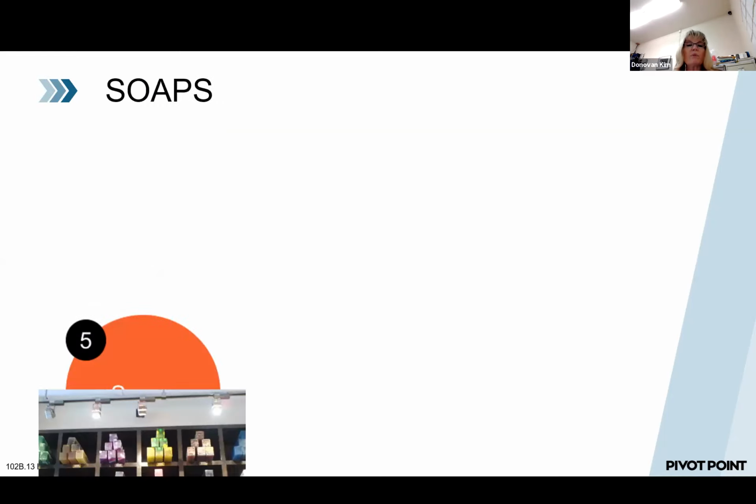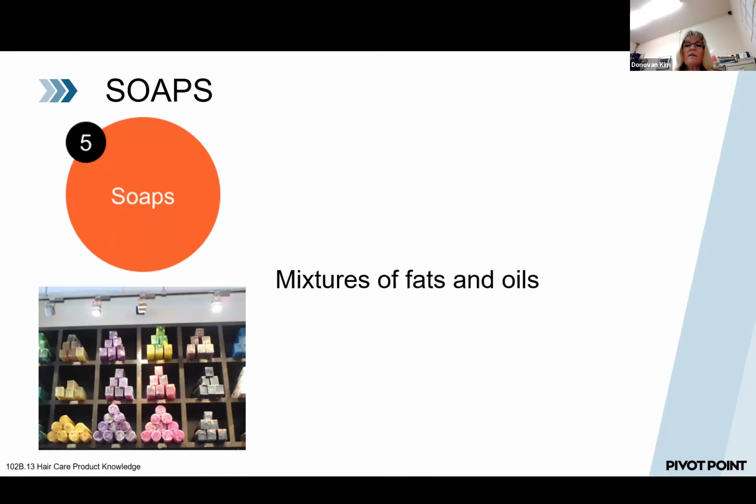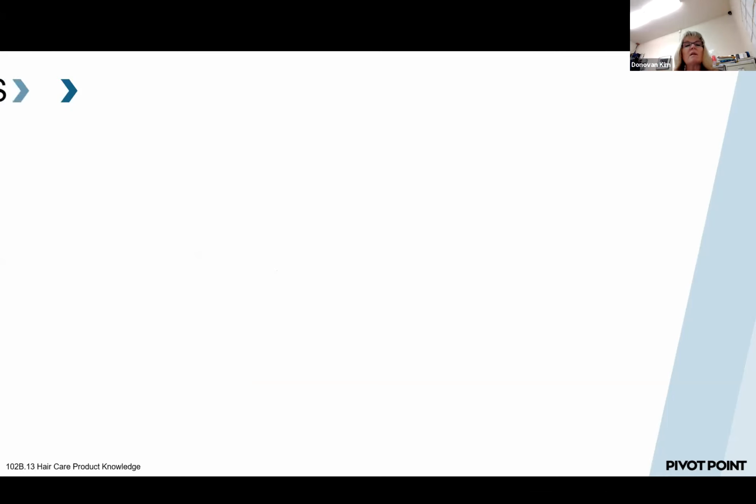We have soaps. Soaps are a mixture of fats and oils. They get mixed together. They're converted usually with heat and then purified. So soaps that we would use in the industry might fall into a deodorant soap, a beauty soap, a medicated soap, a liquid soap. We use those, right? Shampoo could be a soap. So those are some of the things I do with soaps.